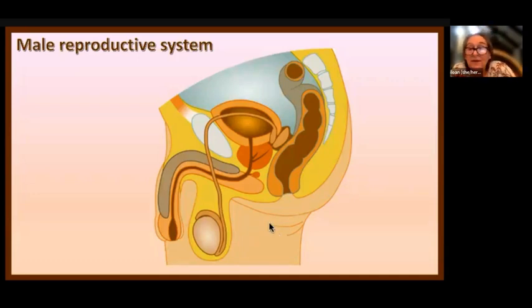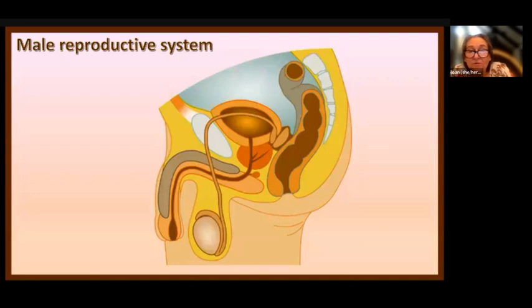And as a man gets aroused, the brain tells the muscles around the penis to relax and allow blood to flow into the erectile material, this kind of spongy erectile tissue, and then the blood creates this pressure that allows the penis to become erect.